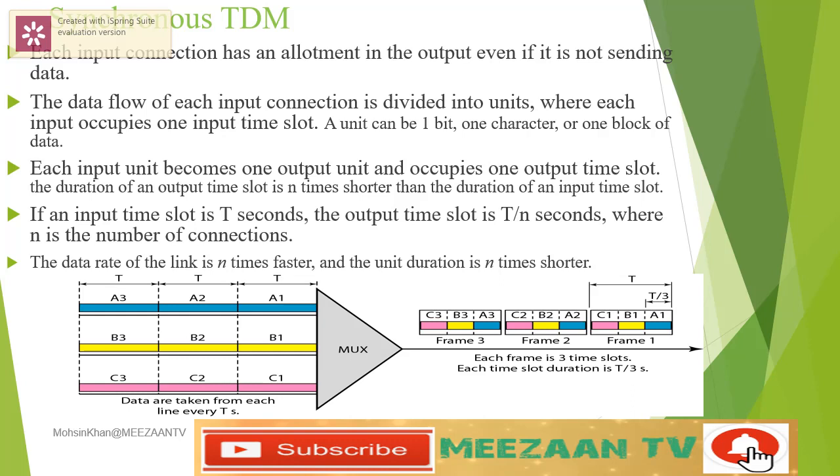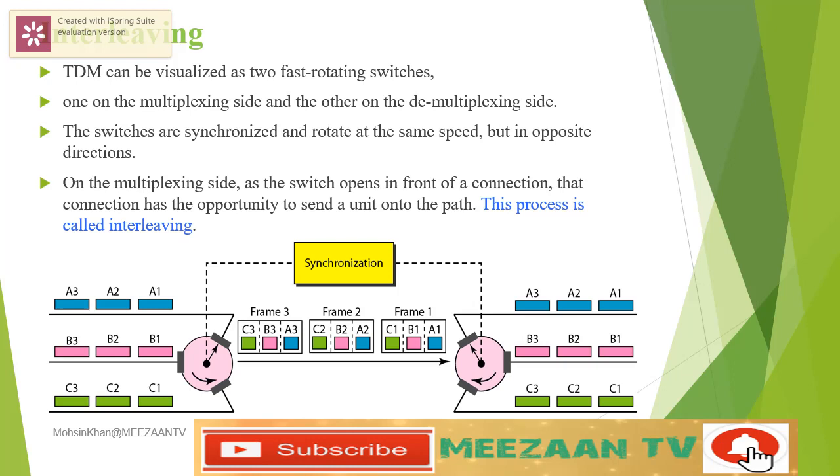However, the duration of an output time slot is n times shorter than the duration of an input time slot. If an input time slot is t seconds, the output time slot is t/n seconds, where n is the number of connections. In other words, a unit in the output connection has a shorter duration, so it travels faster. In synchronous TDM, the data rate of the link is n times faster, and the unit duration is n times shorter.